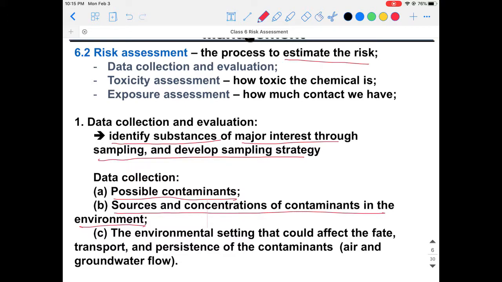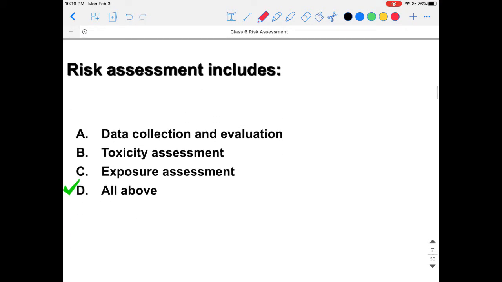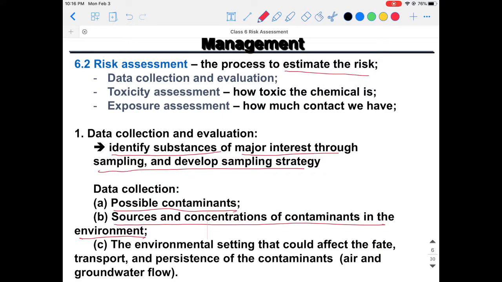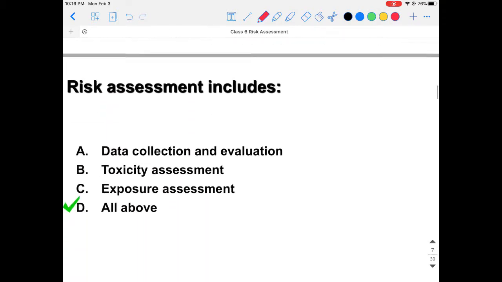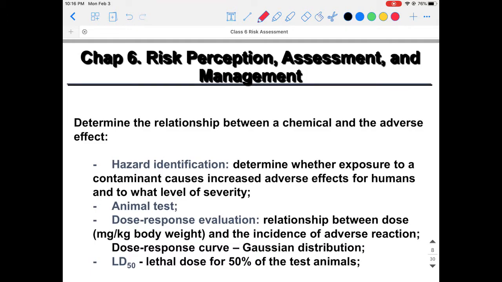And further, we should notice the environmental setting that could affect the fate, transport, and persistence of these contaminants. For example, if the pollutants exist in the air or in the groundwater flow, then they are going to have different data, right? So a quick example here. The risk assessment will include all of these three, right? As we have introduced, they include data collection and evaluation, toxicity assessment, and exposure assessment. Okay?